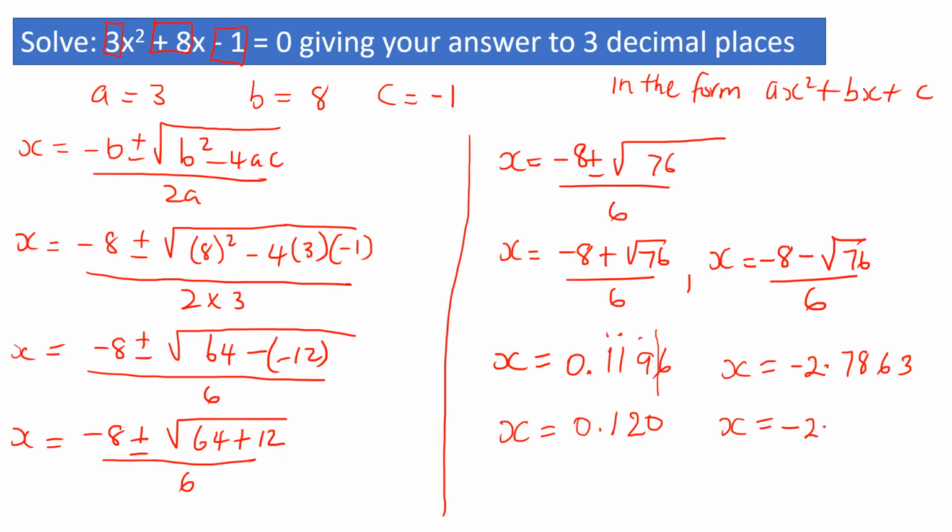I'm going to draw my line. I use a different color here. So it's not more than 5. If it is more than or equal to 5, you round up, but it's not. It is less than 5. So I'm just going to leave it as 7, 8, 6. So that's my final answer. So x is 0.120, or x is negative 2.786.